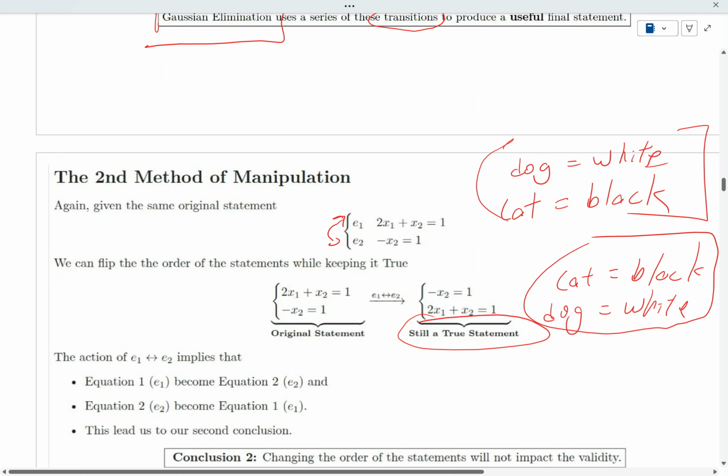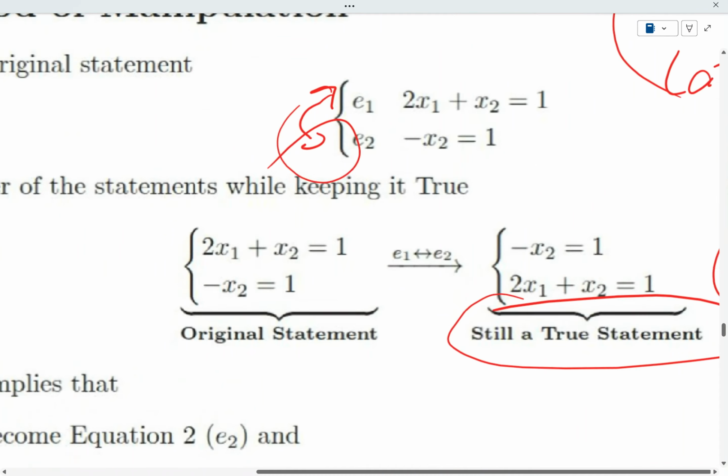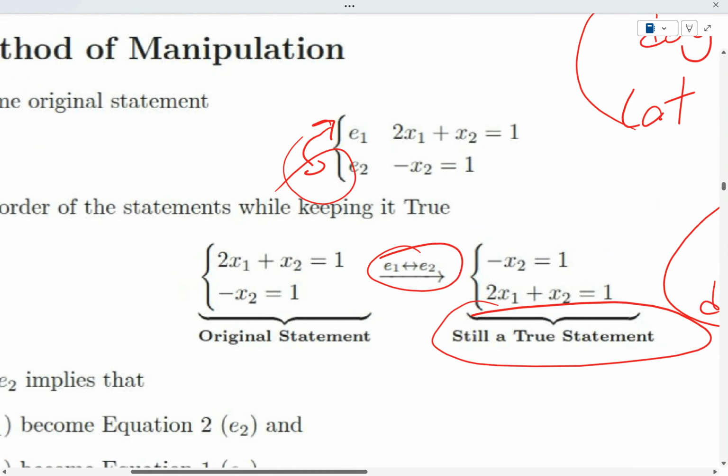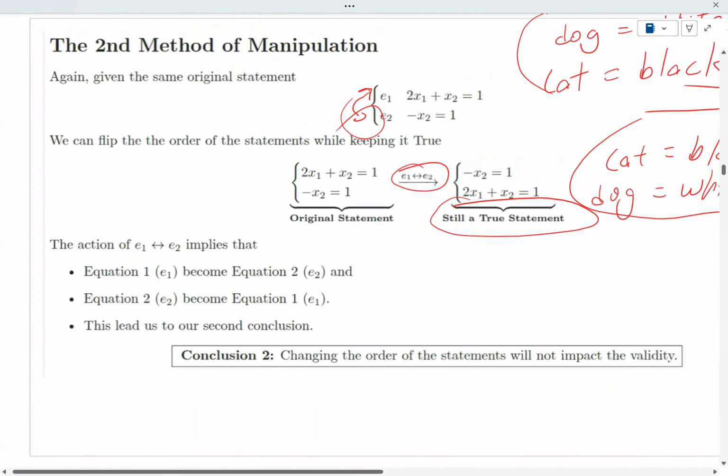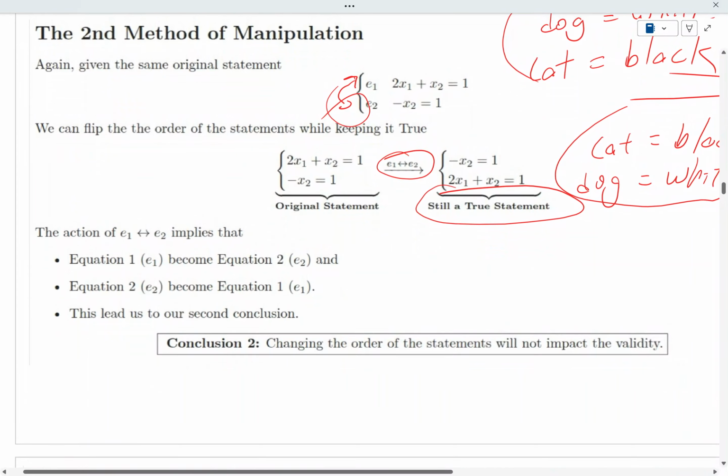It would not influence the validity of these statements. So this is also pretty obvious. You can just swap equations and change the order of them. And we symbolically represent the swap this way. So, second conclusion is that if we change the order of the statements, it won't impact the validity of the statements.